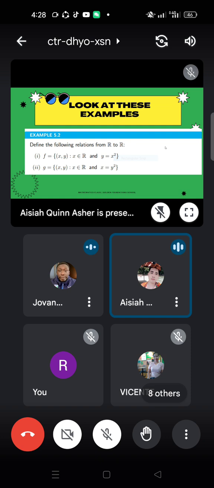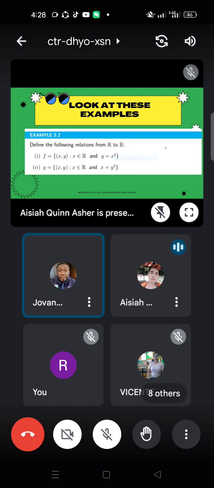So for number 1, f is equal to the set of ordered pairs (x, y) such that x is an element of real numbers and y is equal to x squared. And number 2, g is equal to the set of ordered pairs (x, y) such that x is an element of real numbers and x is equal to y squared. So we are going to determine if each relation is a function or not, sir.